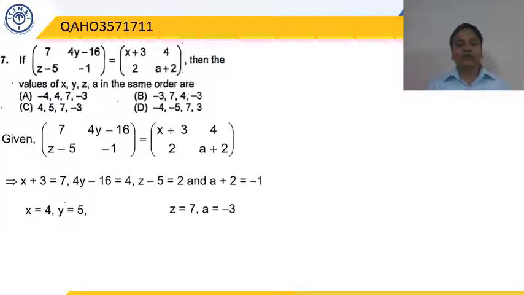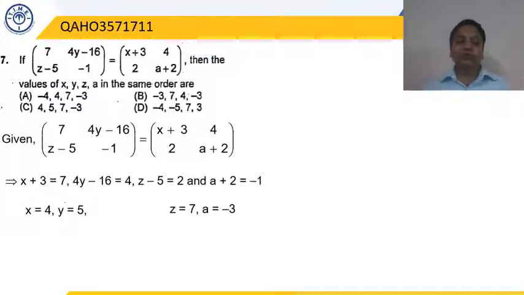A plus 2 equal to minus 1. We can simply say a is equal to minus 3. So all these values match with one of my choices. That comes out to be choice C. So x equal to 4, y is equal to 5, z equal to 7, a equal to minus 3. All these values are there in choice C.